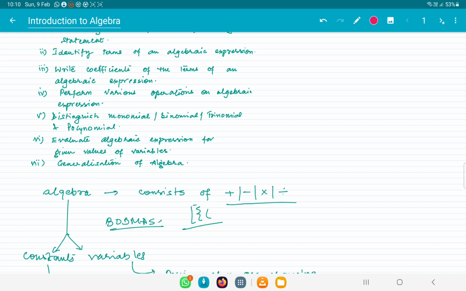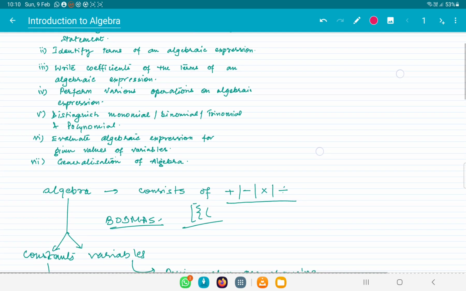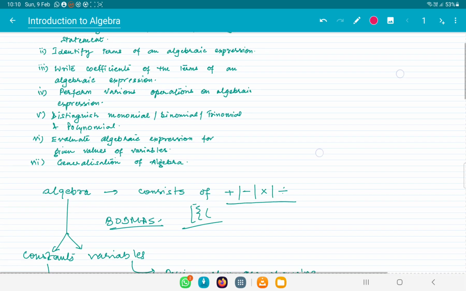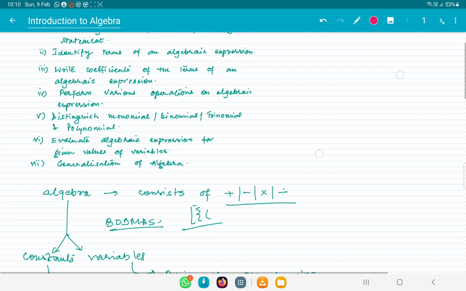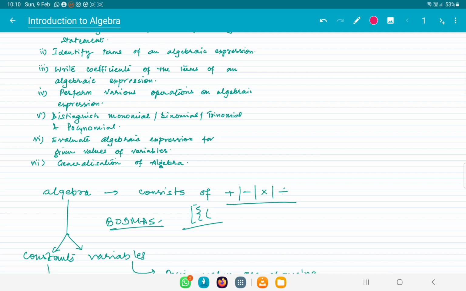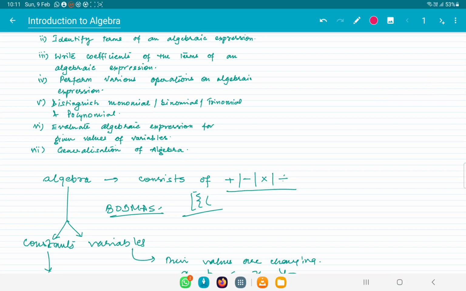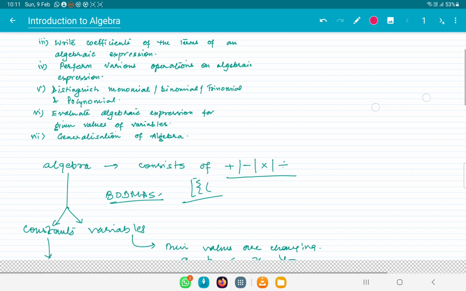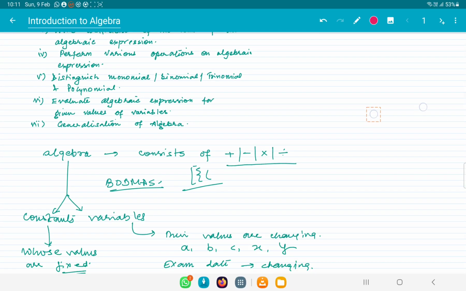Then next we will see different operations on an algebraic expression. These operations come in the form of addition, subtraction, multiplication, division, along with different types of brackets. Next we will see how to distinguish monomial, binomial, trinomial and polynomial. Monomial means it has only one term. Binomial will consist of two terms. Similarly, trinomial consists of three terms, and polynomial means more than three terms.